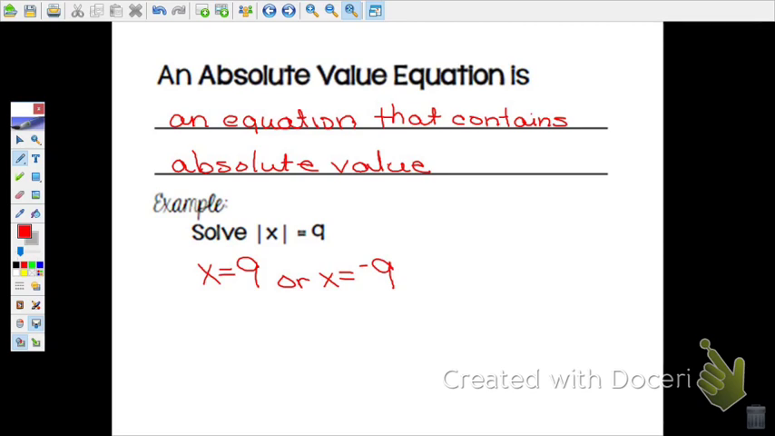So when we were solving equations, most of the time we came up with that one value that made the equation true. Once in a while we had a special case. With absolute value equations, most of the time you are going to have those two answers, because we have to consider both that positive and that negative.